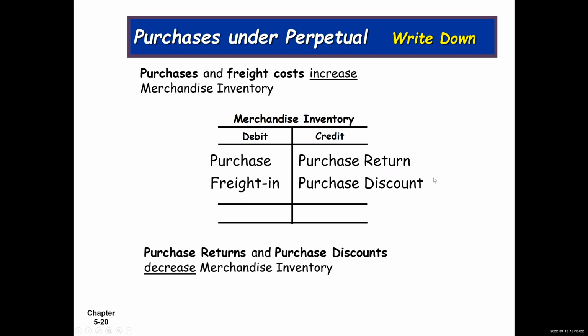And this is theoretical. I know you're thinking, boy, that's a lot to know. You'll see it when we do the journal entry, but I like this when you can just kind of see it. What increases merchandise inventory? Well, the purchase of the merchandise and the freight that you have to pay to bring it to your place of business. What decreases the merchandise inventory? If you return it or you are allowed to take a purchase discount for early payment. It didn't cost you as much as you thought. So you reduce the amount of your inventory. Okay, let's go ahead and do some transactions here.